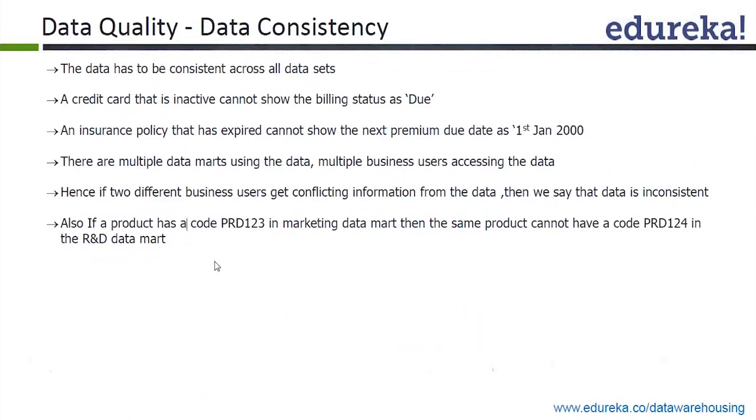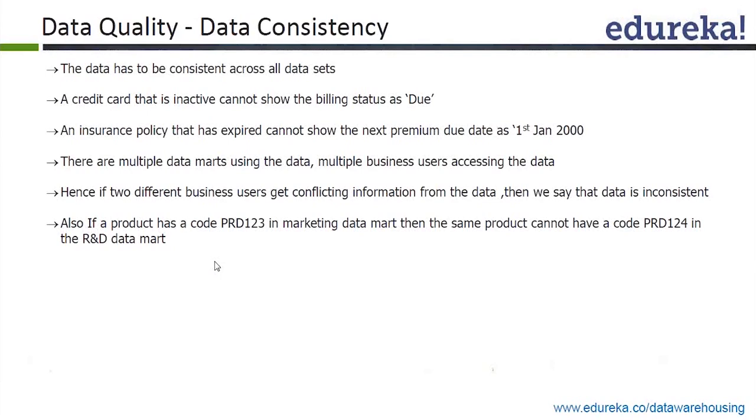So, a similar example, insurance. A similar example which is given in this slide is: an insurance policy that has expired cannot show next premium due date as 1st Jan. So that means that these are business rules, right? So the consistency can be taken in different sense.